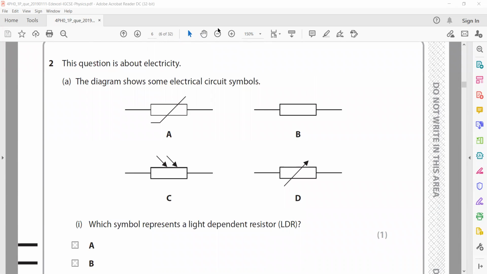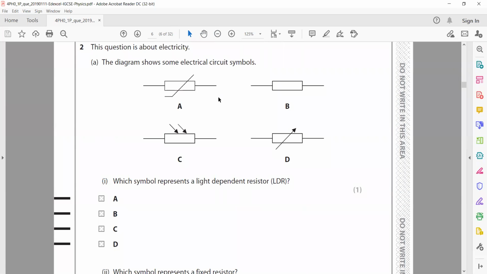Question 2. This question is about electricity. The diagram shows some electrical circuit symbols. Which circuit symbol represents what? So this one is a thermistor. This one is a fixed resistor. This is the light dependent resistor, LDR, and this one is a variable resistor. So which circuit symbol represents the LDR? LDR is C. And which circuit symbol represents a fixed resistor? That's B.